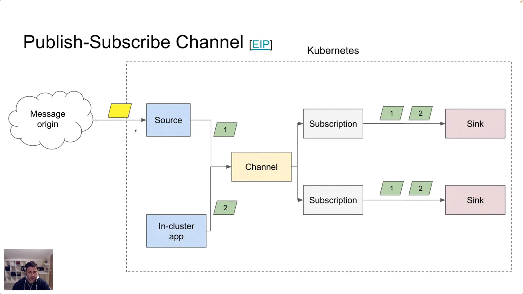And these send events to your channel. The external message origin cannot send an event to the channel directly, so you would need a source to convert that event to a cloud event. But if you have an in-cluster application or another Knative source living in your Kubernetes cluster that is producing cloud events, it can talk directly to the channel. So the channel collects all these messages and delivers them to different sinks by subscription.